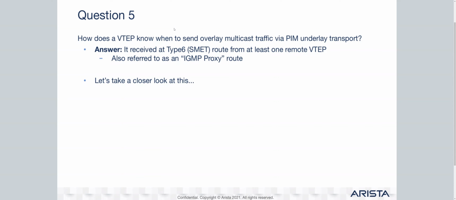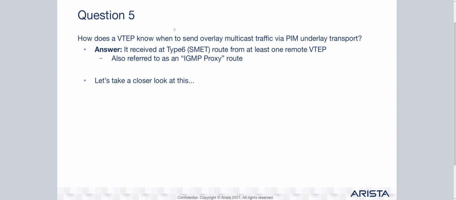So once the VTEP with a locally attached sender receives a type 6 SMET route, also referred to as an IGMP proxy route, once that route has been received, then it will say, oh, well, someone out there wants this particular overlay multicast feed. Let me VXLAN encapsulate it and then send it out into the underlay with whatever destination multicast group I map to this VRF.